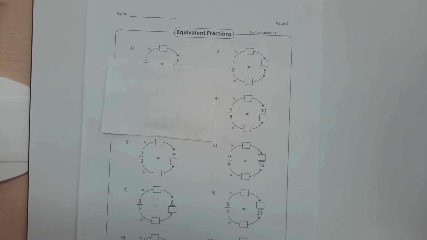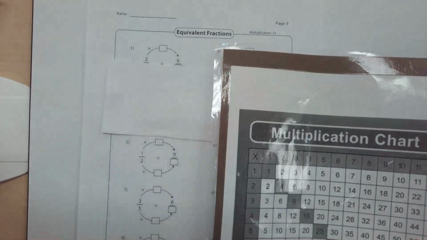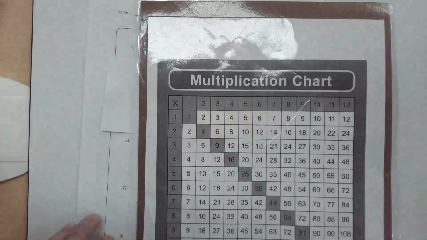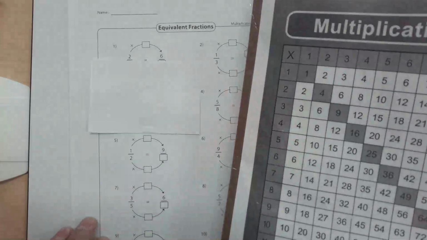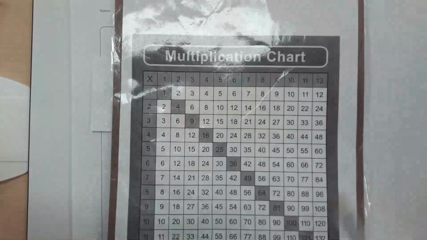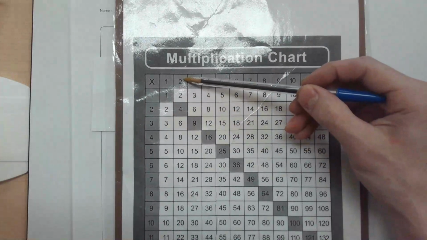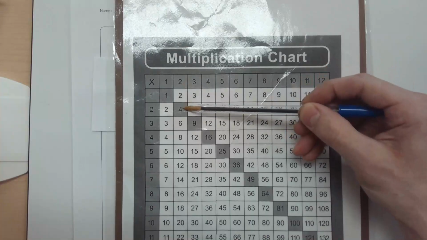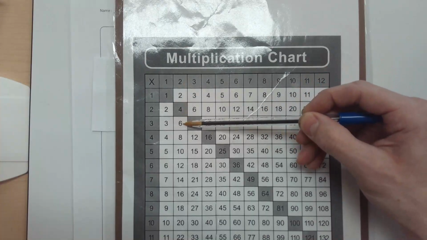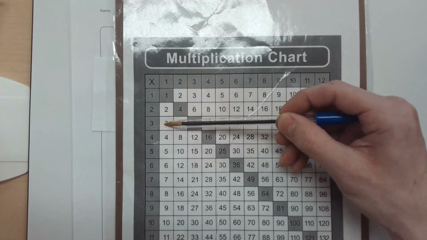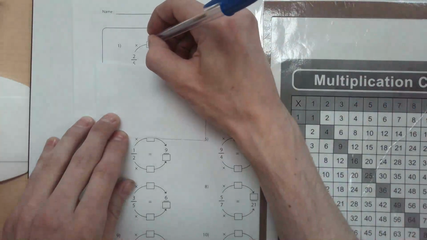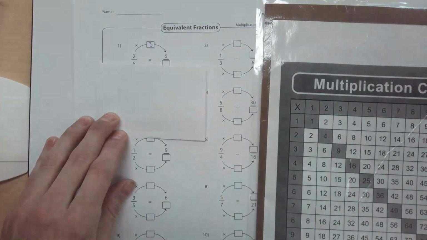And I'm going to show you a few different ways on this worksheet. The first one that we're going to use is our multiplication chart. So our question is 2 times a number is equal to 6. 2 times something equals 6. 2 times 3 equals 6.